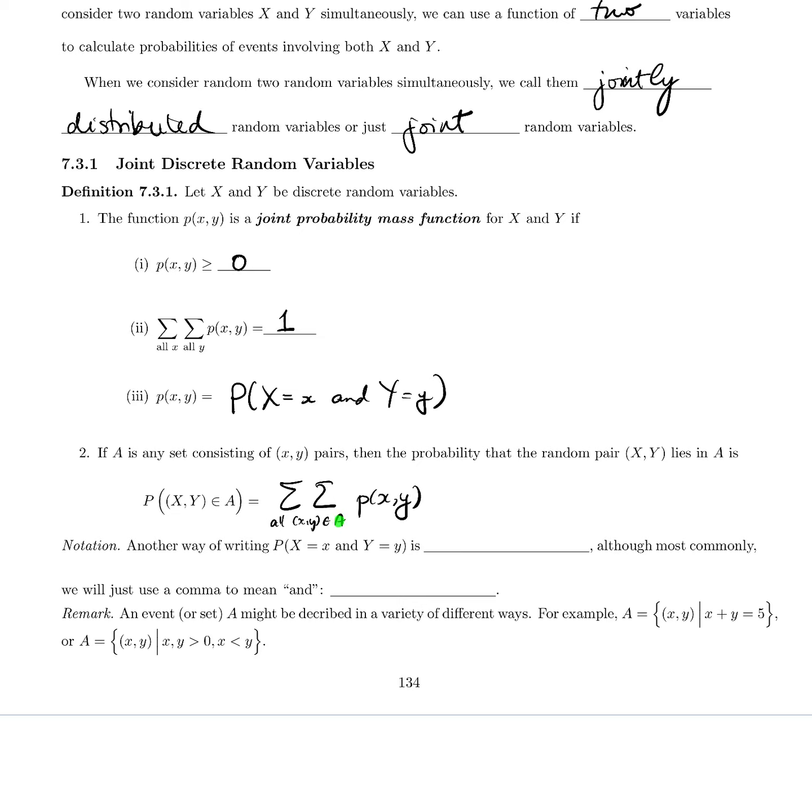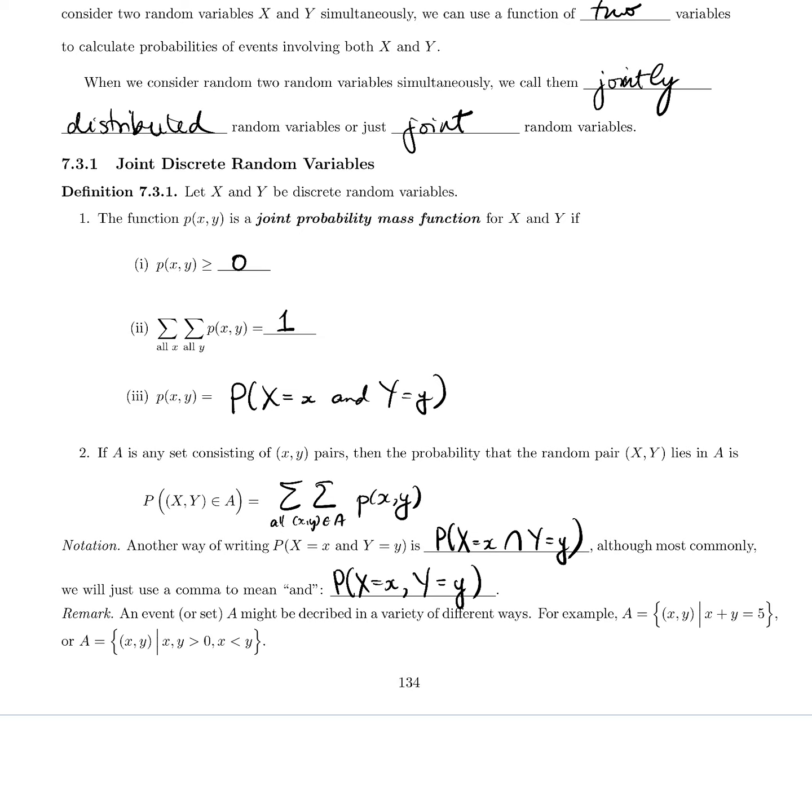Now, we're going to look at an example a little bit down here of what these sets A can be consisting of. Before we do, though, another way of writing this is as an intersection: the probability that X is little x intersect Y is equal to little y. Although most commonly, the way that we write it is just with a comma: the probability that X is little x, comma, Y is equal to little y.